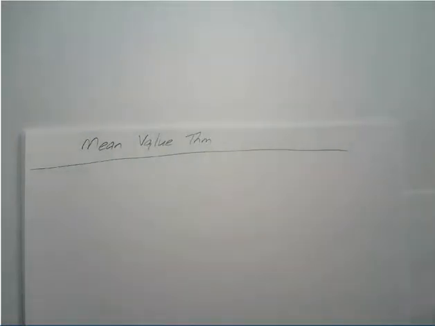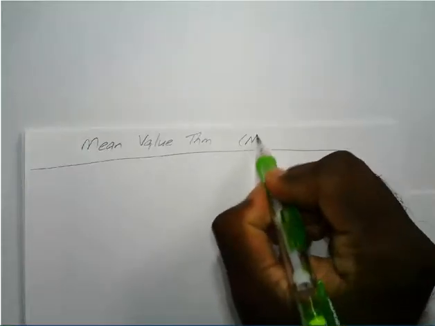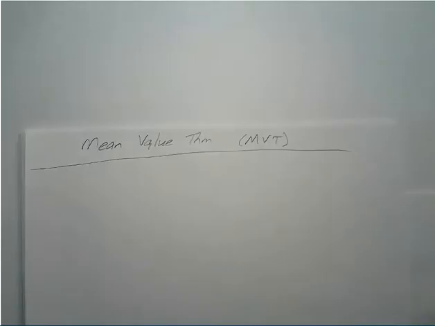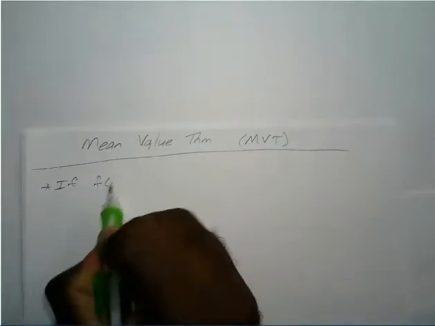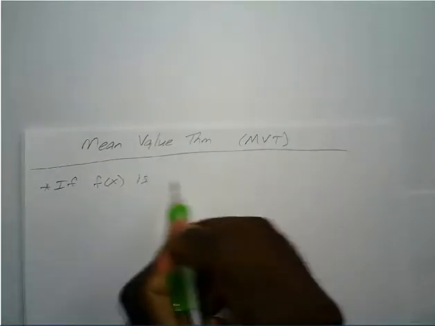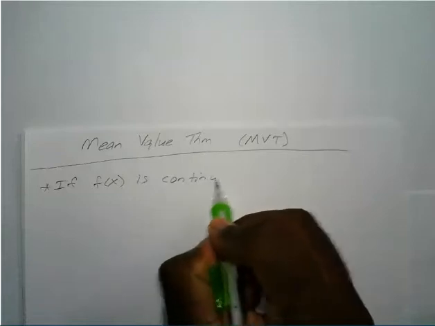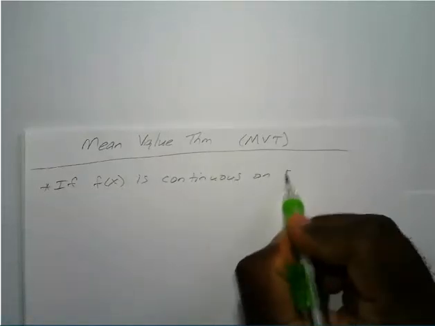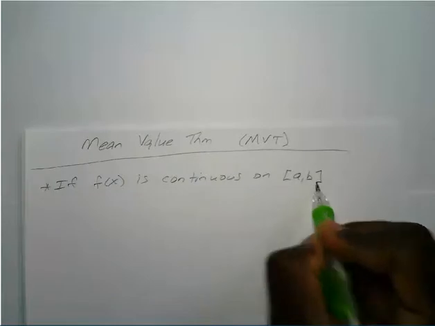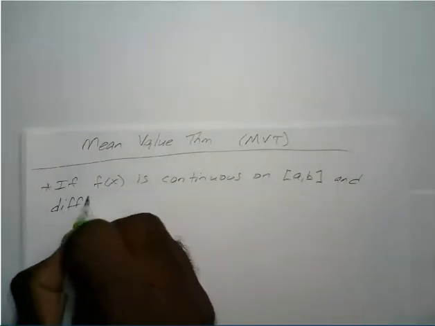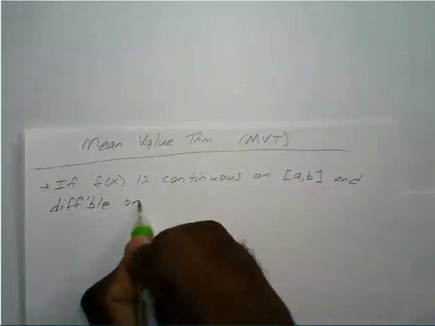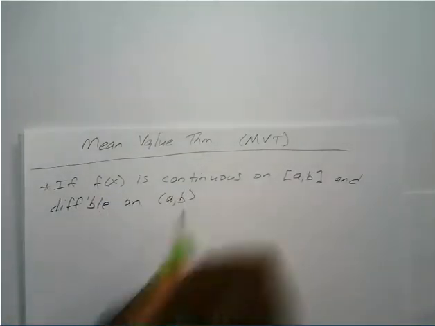Hello everyone. In this video we will be going over the mean value theorem, or we'll just say MVT for short. Okay, so let's assume that f of x is continuous on some closed interval from a to b and differentiable on some open interval from a to b.